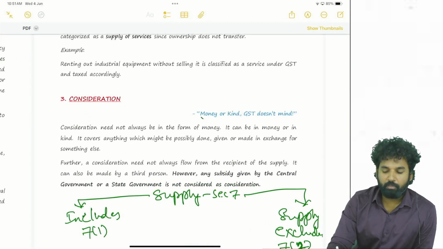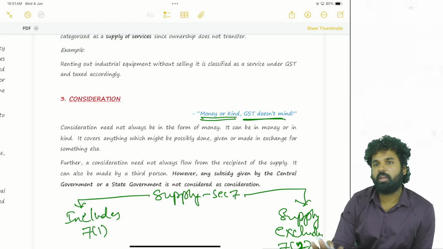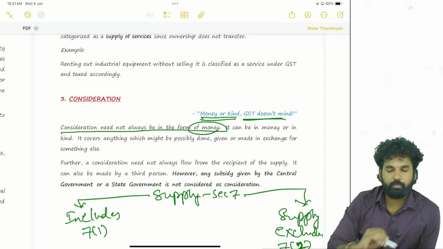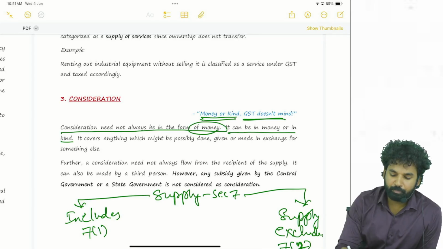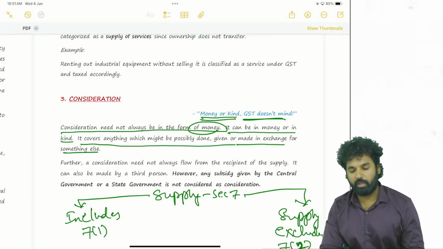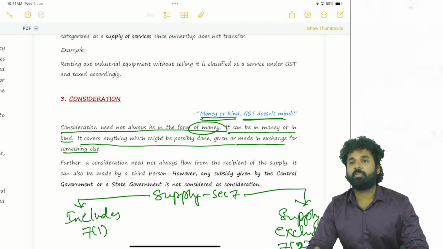See here, money or kind, GST does not mind. Consideration may be in kind also. So consideration need not always be in the form of money. It can be in money or in kind. It covers anything which might be possibly done, given or made in exchange for something else. And it need not always flow from the recipient.